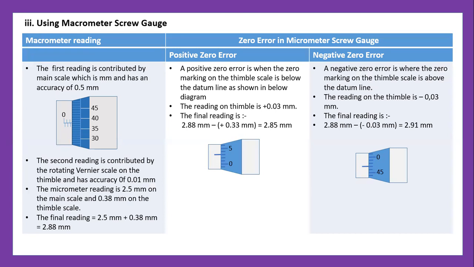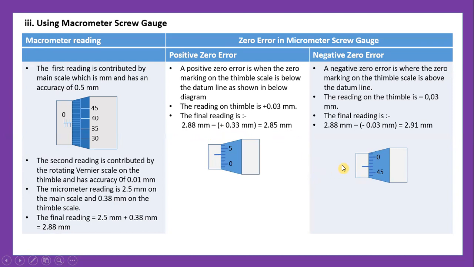Let's look into the positive zero error. The positive zero error is when the zero marking on the thimble scale is below the datum. Okay, you can see here, the reading on the thimble is 0.03 millimeter. Assuming the final reading you get is 2.88 millimeter, you have to minus positive 0.03 millimeter to get the value of 2.85 millimeter.